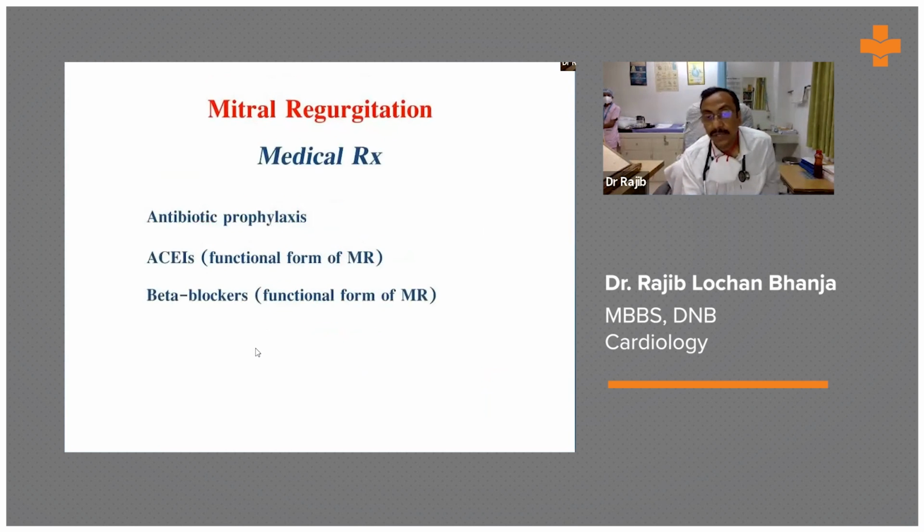Here you can find infective endocarditis may be a cause. That means suppose a patient is having mitral valve disease, infective endocarditis, mitral regurgitation, or mitral regurgitation leads to infective endocarditis. So for medical treatment, you have to give antibiotic prophylaxis, ACE inhibitor, and beta blocker.